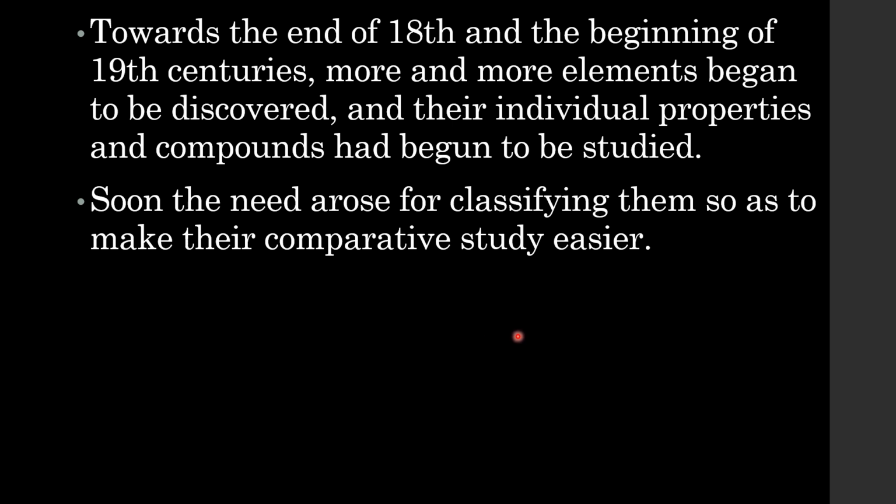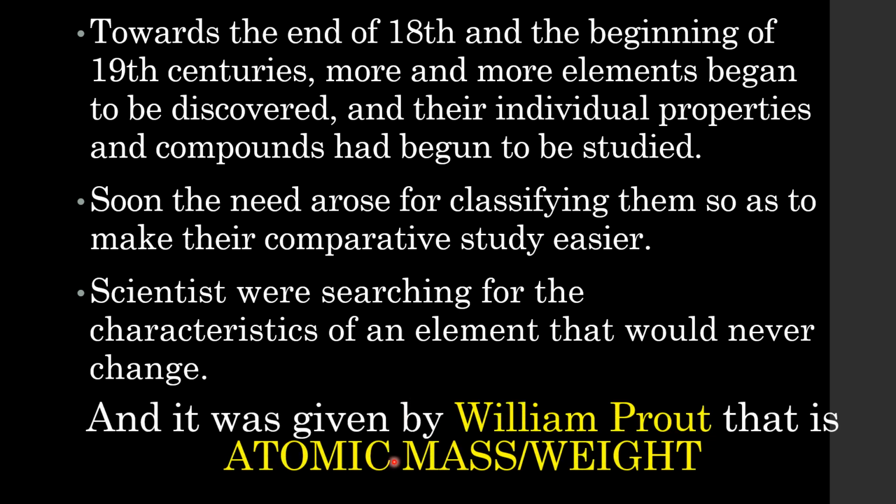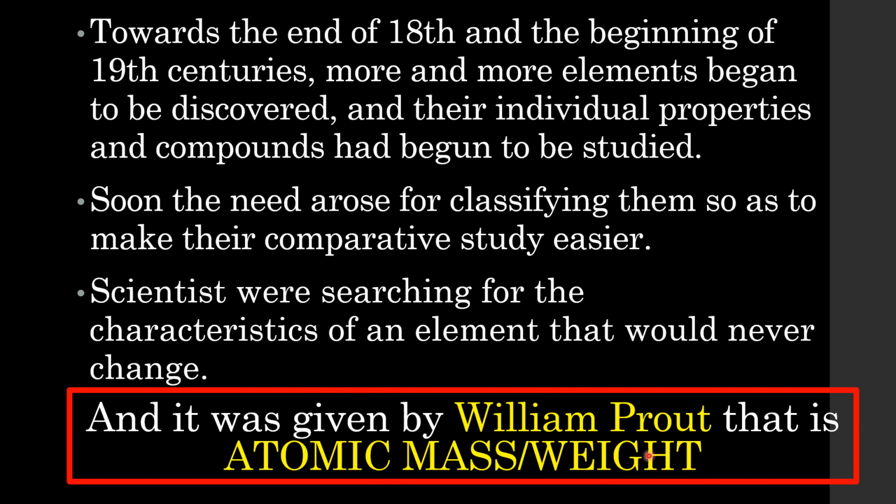Then, on what basis? One is similar chemical properties. One more, the scientists were searching for a characteristic of an element that would never change. Okay. What is that characteristic of an element that would never change? At that time it was given by William Prout, and it was atomic mass or atomic weight. That is for a given element that will never change. So they started using atomic mass or atomic weight as a tool. Okay.